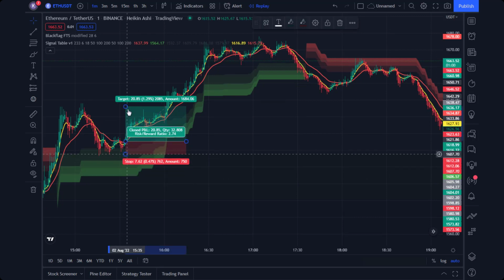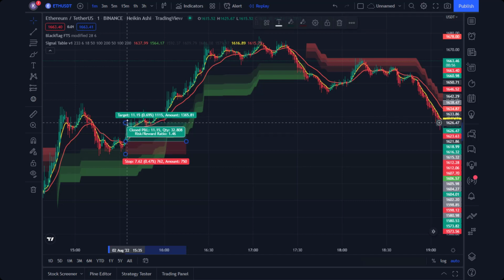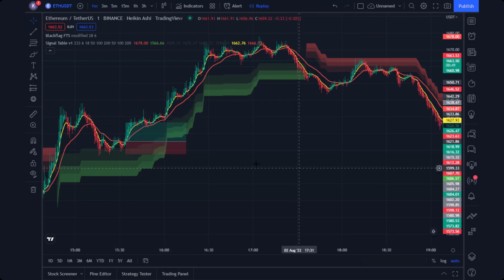Let me say a final point here. Don't forget capital management. This is the most important secret of this market. Risk a maximum of 2 to 3% of your capital in each transaction. Be sure to set a stop for each transaction.